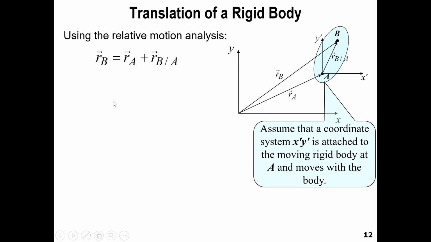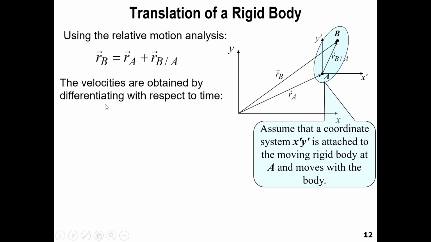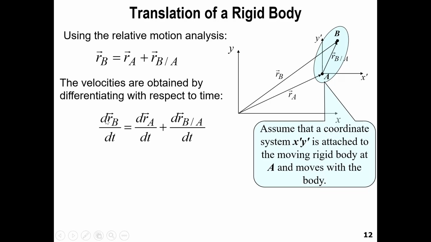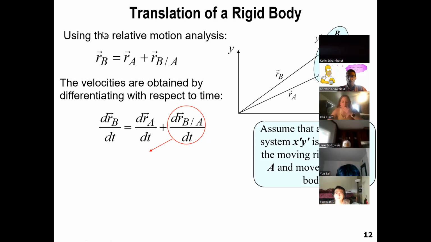Now, if I want to find velocity, what do I do? I take the time derivative of this, right? So the time derivative of RB is going to be VB, RA is going to be VA, but how about this guy, the time derivative of RB with respect to A? Practically, it should be the velocity of B with respect to A. But there are two things to consider.